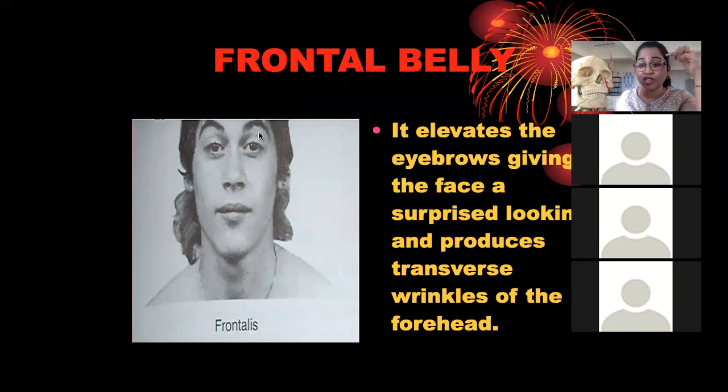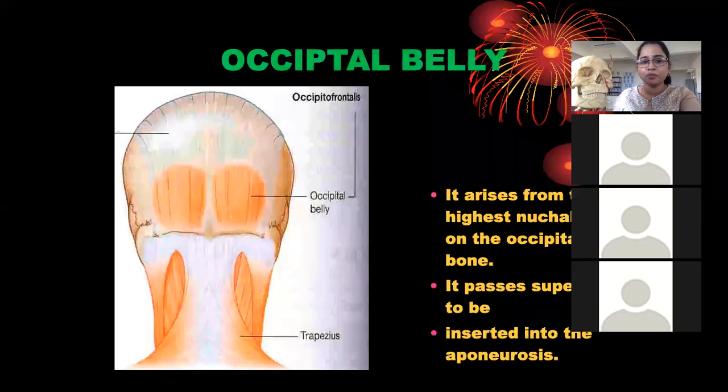What is the action of frontal bellies? Forming horizontal wrinkles on the forehead as a result of surprise. Whenever we are surprised, you move your eyebrows up. So what happens? There are transverse wrinkles on the forehead. So this is the action of frontal bellies. Clear, everyone?